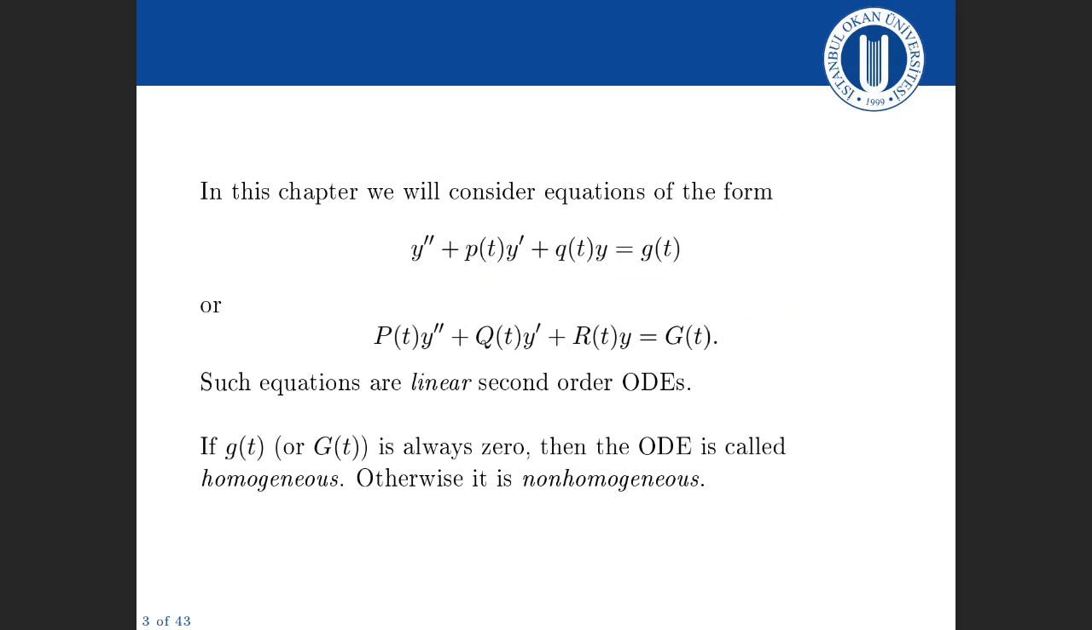Now, if the function small g or capital G is always equal to zero, then the differential equation is called homogeneous. Otherwise, it's non-homogeneous. So in other words, if we have a zero here, that's the function which is not multiplied by y or a derivative of y, then the equation is homogeneous. You will note that if we set the function y to be always equal to zero, this is a solution of a homogeneous equation because we would get 0 plus 0 plus 0 is equal to 0. It's not a solution for a non-homogeneous equation.